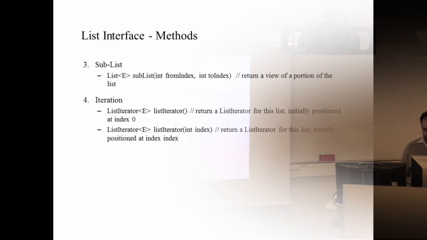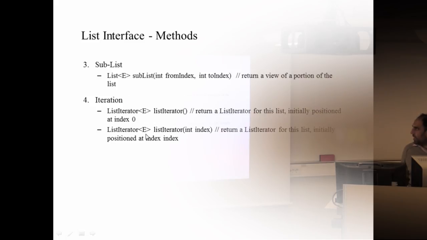And then we can also get a sublist from specified indexes. So if you have a list of 100 elements, and you want to get a sublist from element number 50 to 60, you can specify 50 as the from index and 60 maybe as the last index. So from this index to this index, and you will get a sublist.